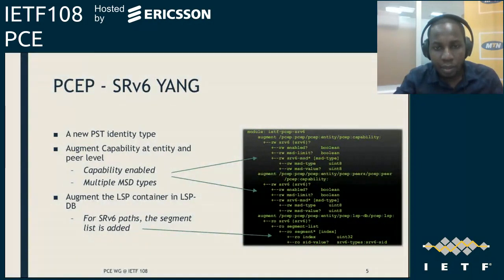Okay, now this is what has been done for the SRv6 capability. We have at the entity and the peer levels, where you have an augmented capability for the SRv6. And we also augment the LSP container in the LSP database for the SRv6 paths using the segment list. Next slide, please.